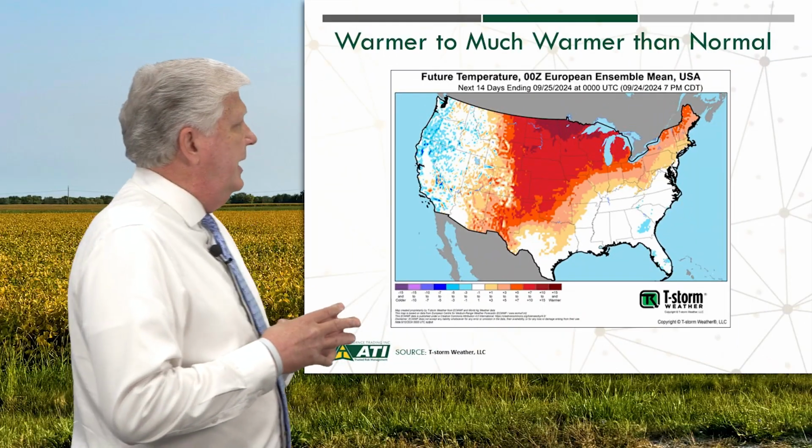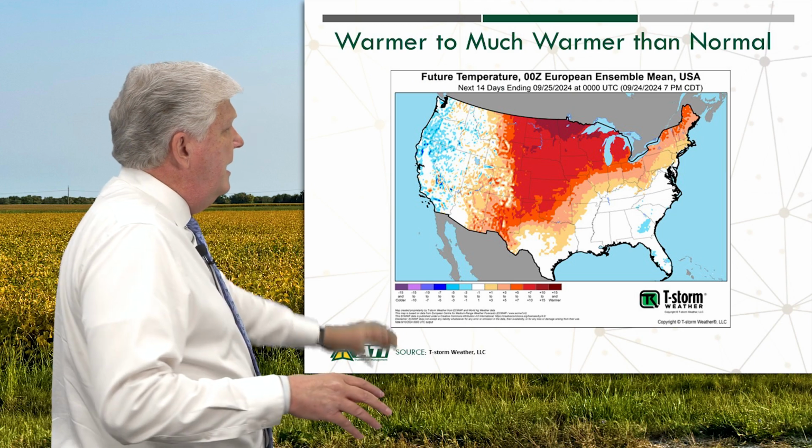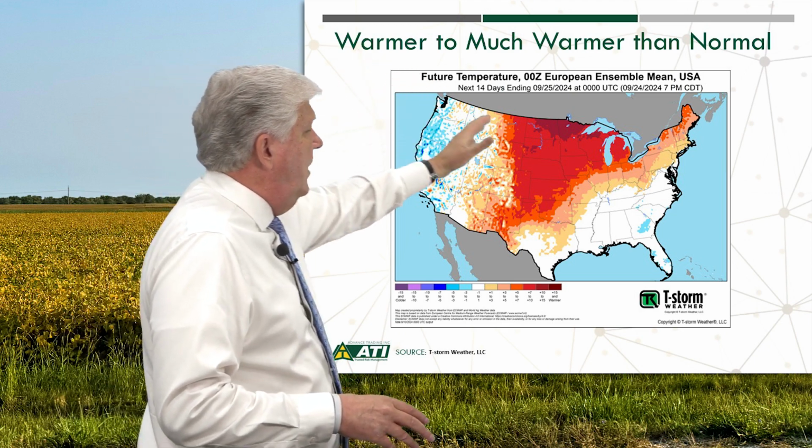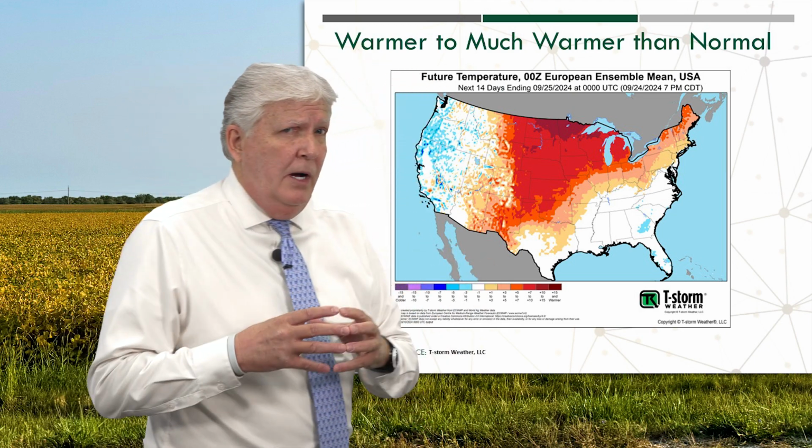Speaking of weather, let's take a look at the short-term trends. Our slides this week, as usual, are courtesy of T-Storm Weather. We're starting out here looking at temperatures over the next 14 days. Very warm. All that dark orange area there is above to much above normal temperatures.